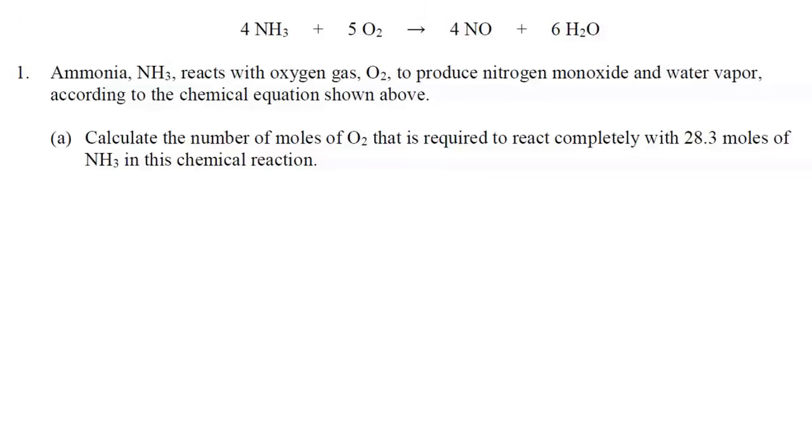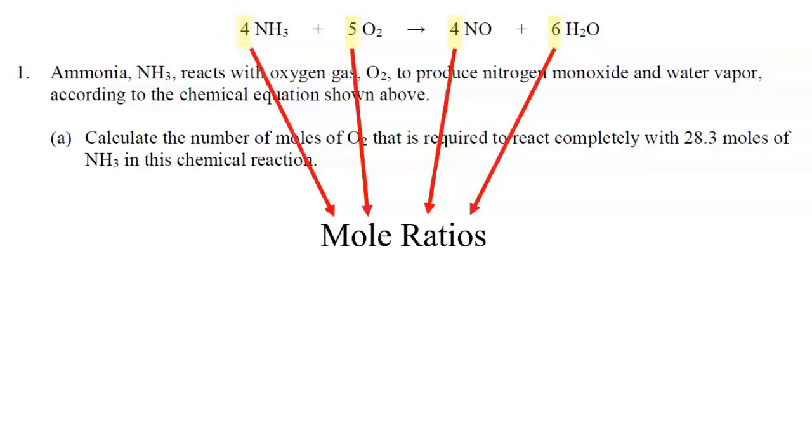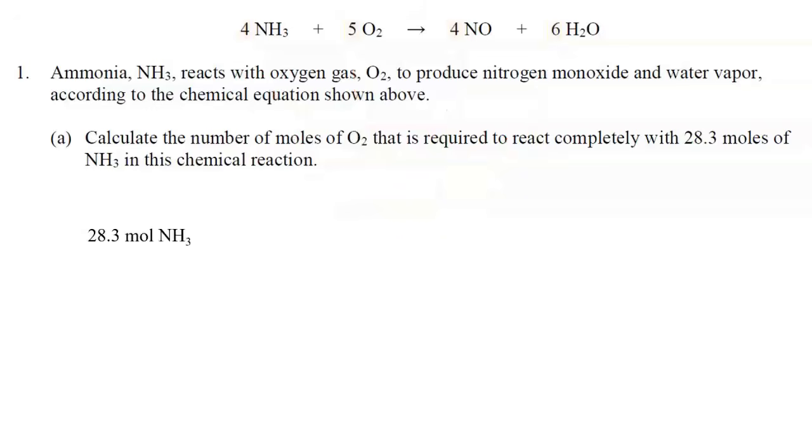chemical reaction. So we'll start with the coefficients that we have in the balanced chemical equation. The 4, the 5, the 4, and the 6, they represent mole ratios. We don't need to use the periodic table for part A. We're simply converting moles of one chemical to moles of another. So we'll write down 28.3 moles of NH3, and we need a conversion factor that puts the units moles of NH3 on the bottom and moles of O2, which is what we're trying to find, on the top. So it's going to be 5 moles of O2 for every 4 moles of NH3.